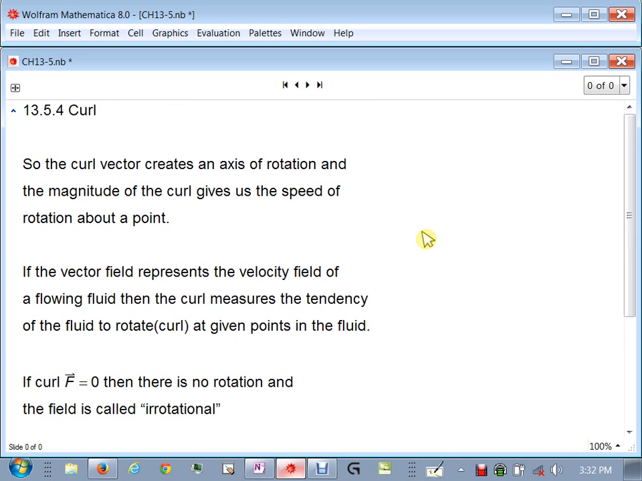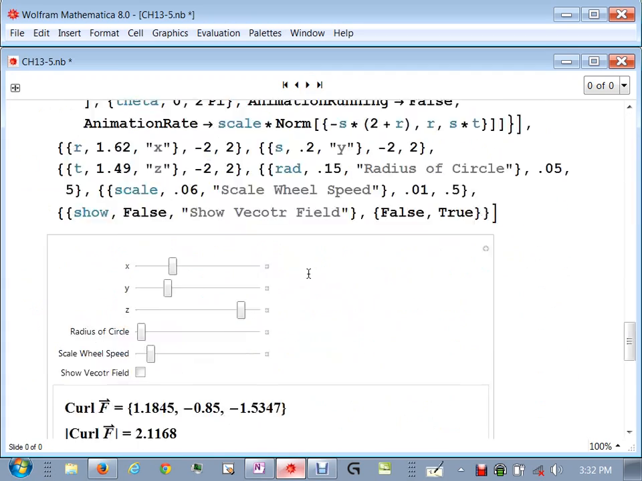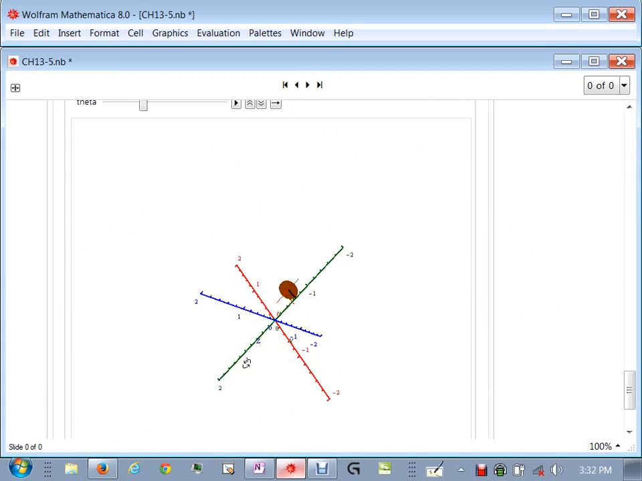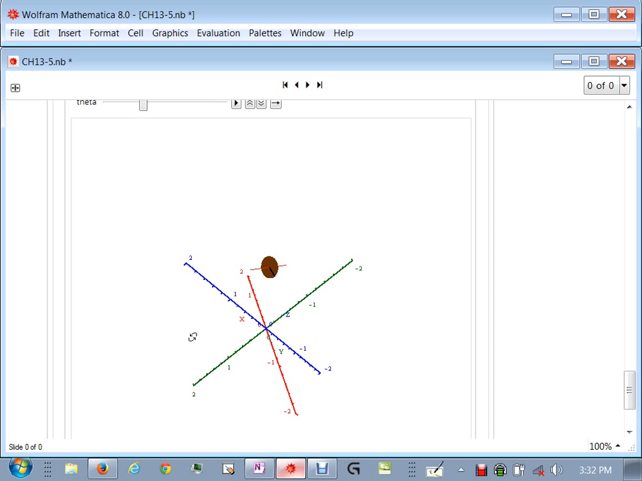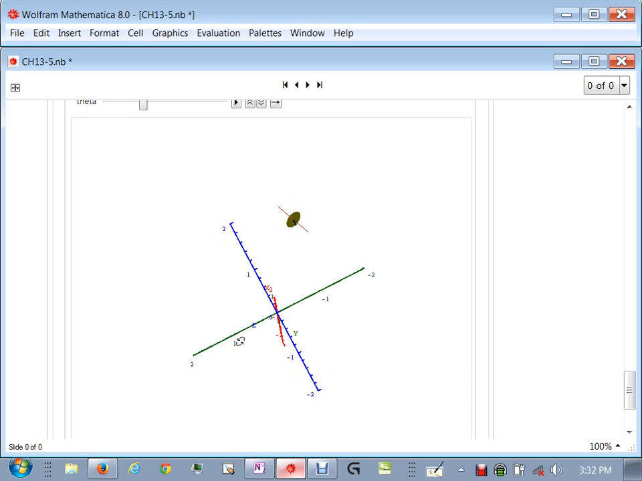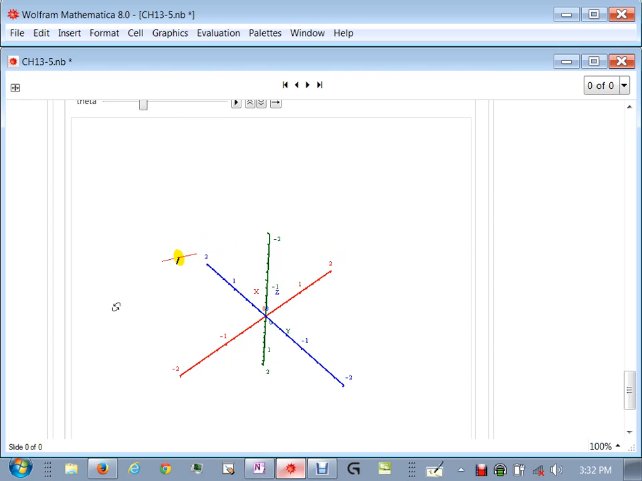So the curl vector creates an axis of rotation. I need to go back and explain something here, because I think I may have confused you. Bring you back to this picture. This red vector, I said was the vector field vector, didn't I? This red vector is not the vector field.